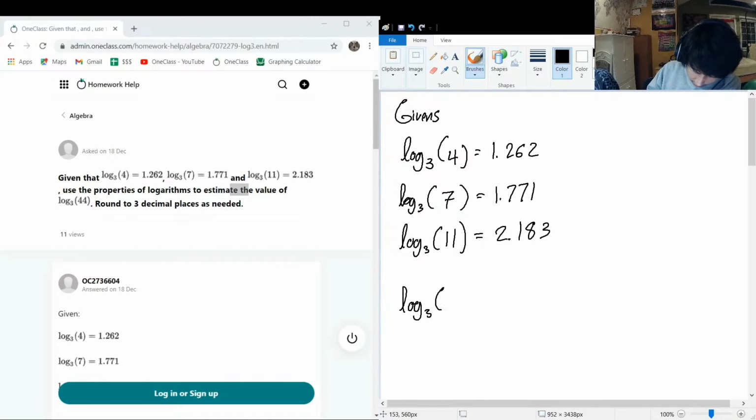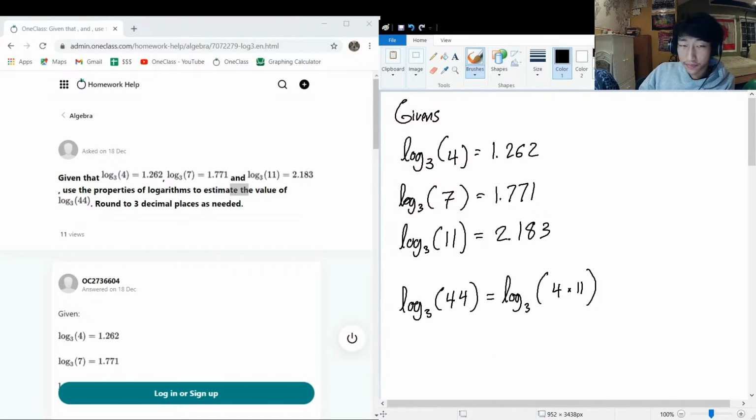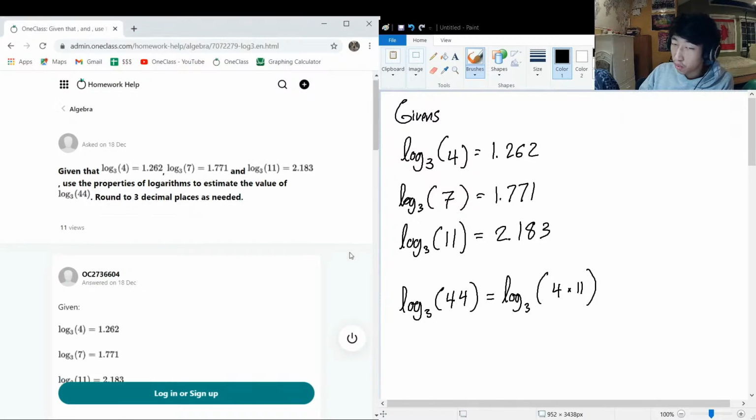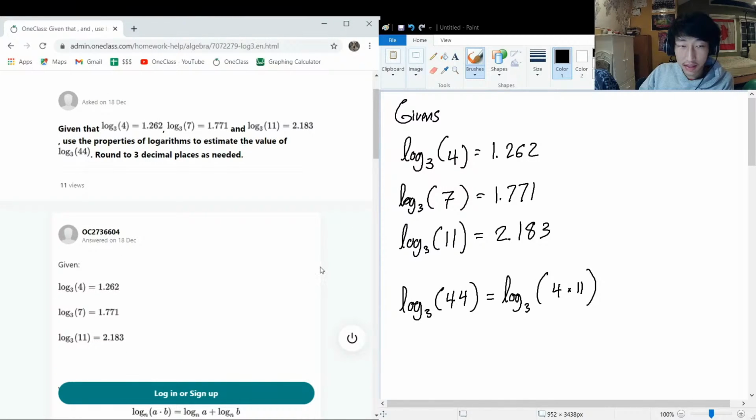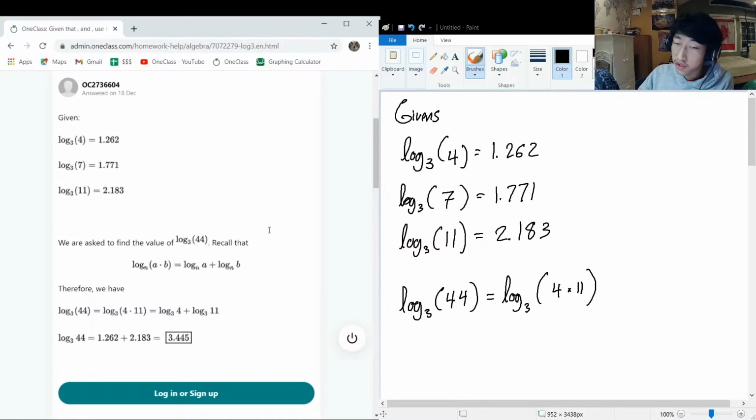Okay, now we're trying to find log base 3 of 44. Now, what do we know about 44? Maybe we could rewrite this as log base 3 of 4 times 11, because we know 4 times 11 is 44. And do we have any special rules that we can use to deal with a situation like this? We know that when we have things multiplied together, exactly, here's a rule.